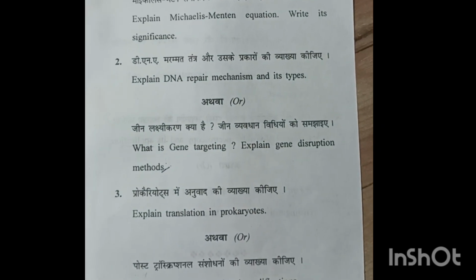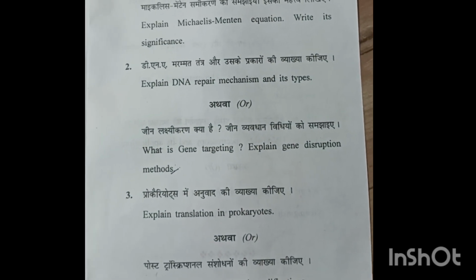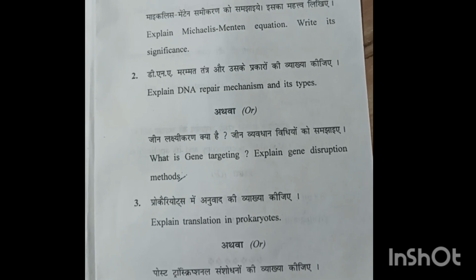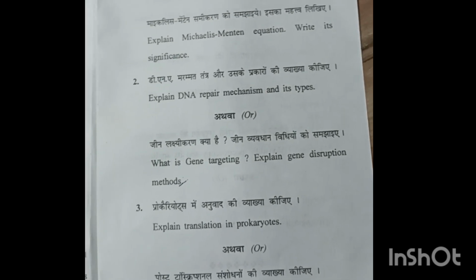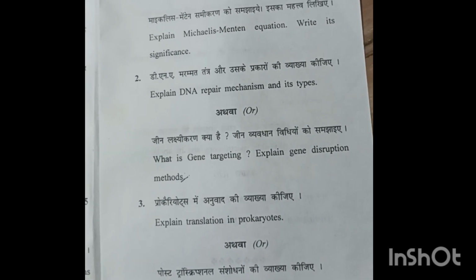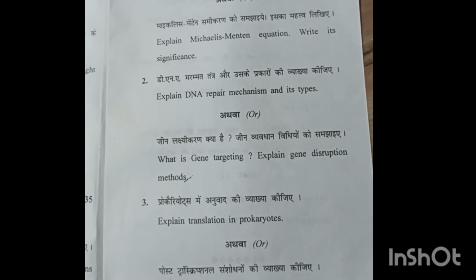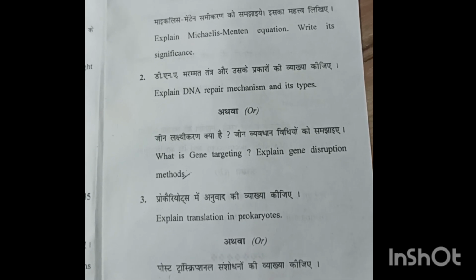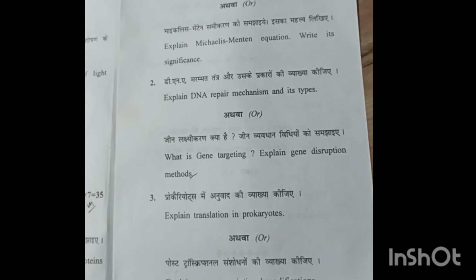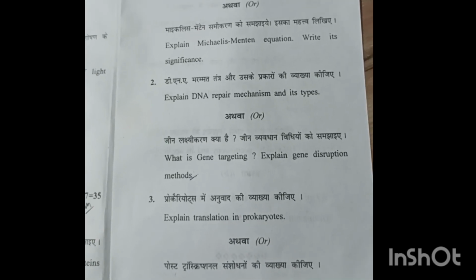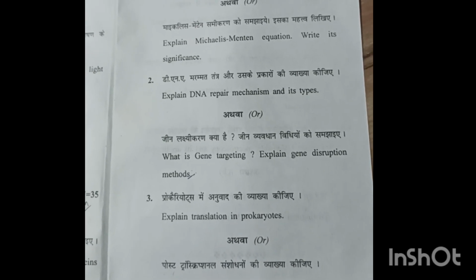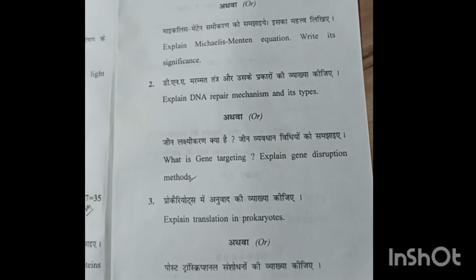This equation, I didn't study this, so I had to skip it, no point. DNA repair mechanism, I knew the diagram, but the content was very less. For 7 marks, no point writing this. The better option was gene targeting and gene disruption methods. Gene targeting, at least you can write 3 pages. Gene disruption method, 3 pages for it. There is a lot of content for this.